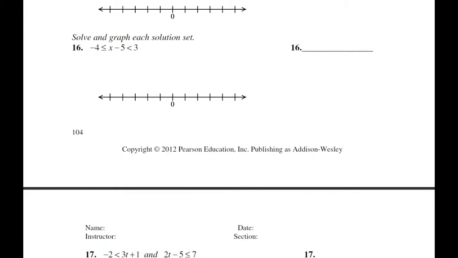Now, in solving this one, notice x isn't by itself. So how do we get x by itself? Well, we're going to add 5 there. But the key is you have to add the 5 to each of these. So now this becomes a positive 1 is less than or equal to x is less than 8.